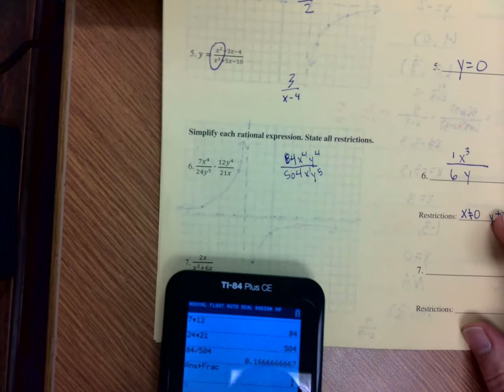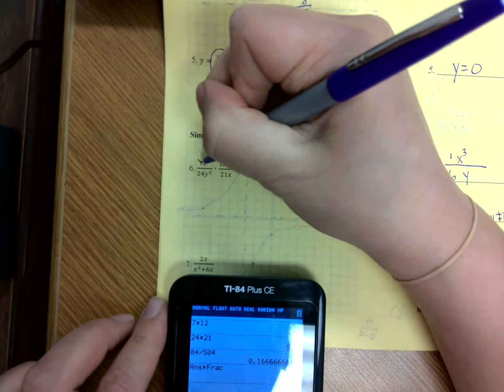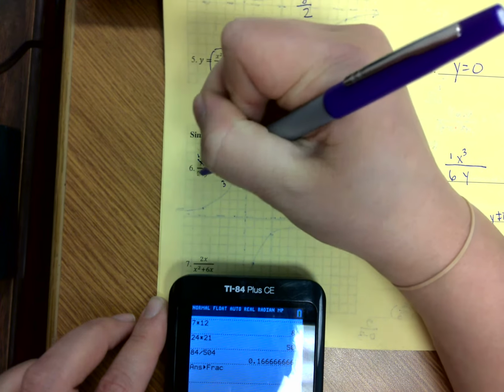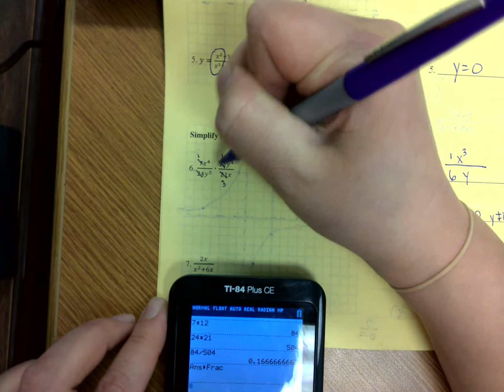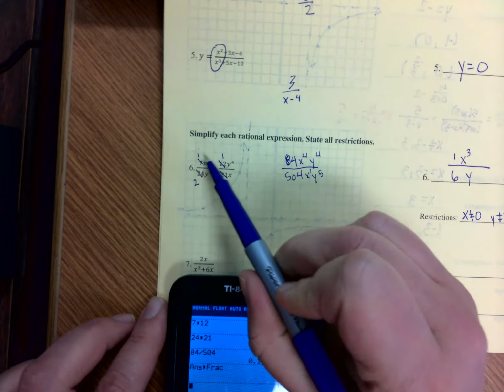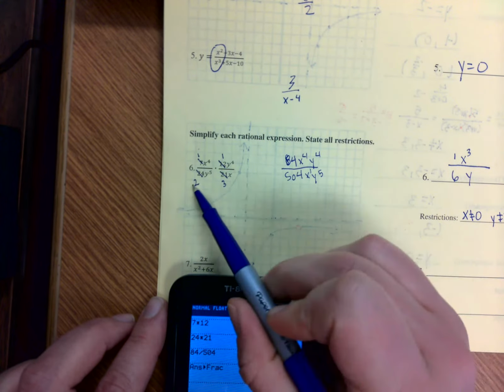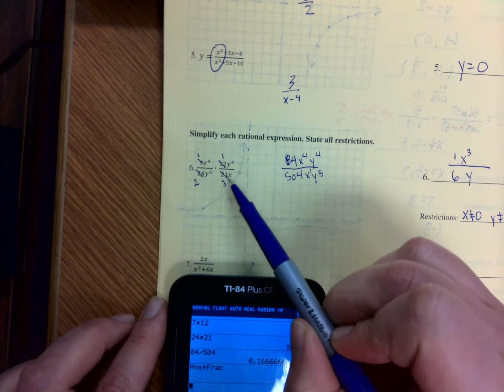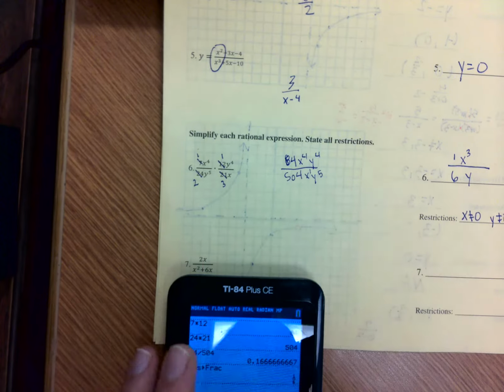If you simplified before you multiplied, I can go, okay, 7 and 21 can simplify to be 1 and 3. 12 and 24 could simplify to be 1 and 2. So that's where my 1 times 1 is 1. 2 times 3 is 6. Then you could simplify the x to the fourth over x, and then the y to the fourth over y. It's another way you could do it.